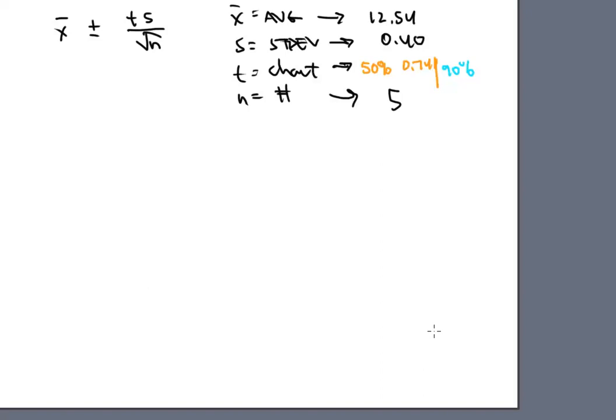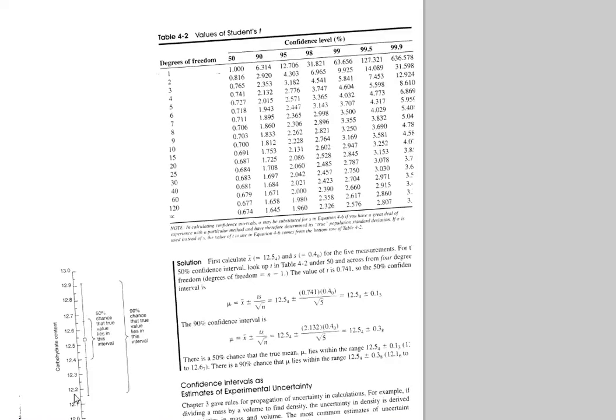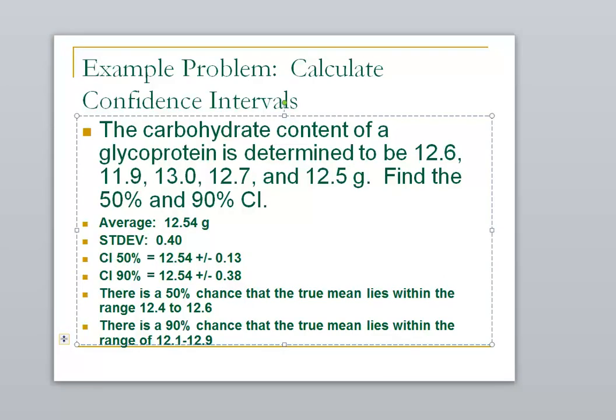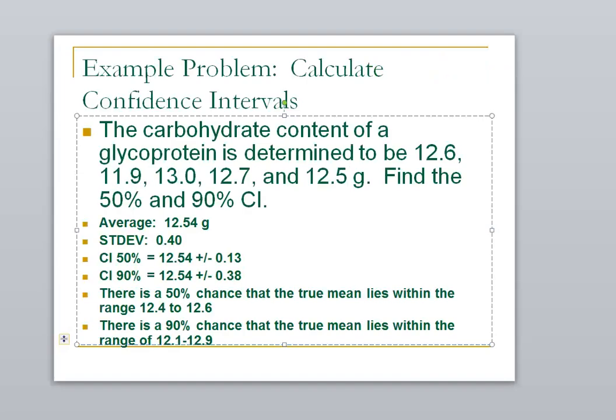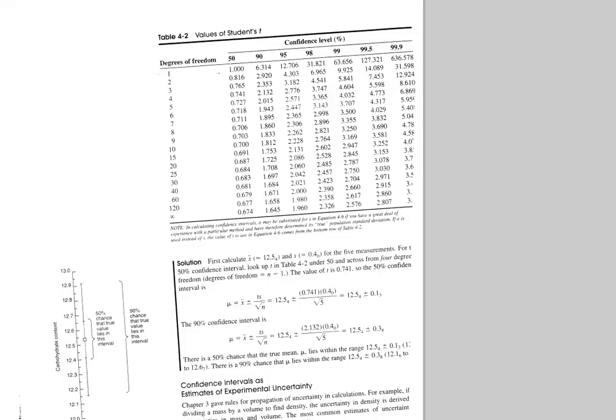All right, well, what about my 90%? Well, I do the same thing. Here's my 90% column. I go down to 4 degrees of freedom because I had 5 measurements. And I go over, and I will pick 2.132. That is the t number that I will use there, 2.132. All right, so that's how I use the table. See, it wasn't that difficult. I just got to know where to find my numbers and how to interpret the chart.